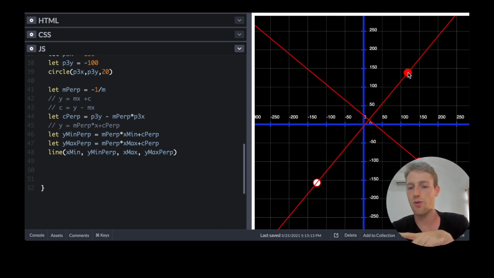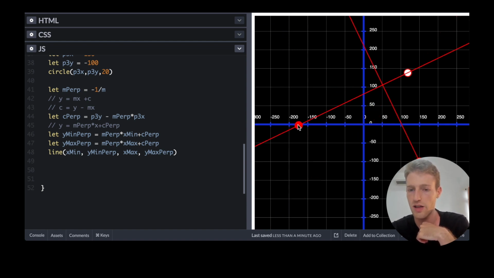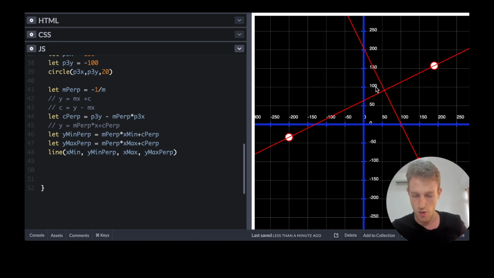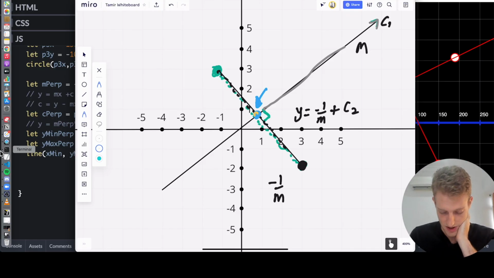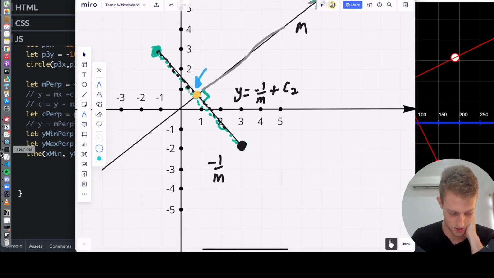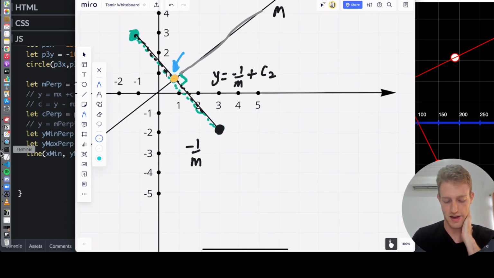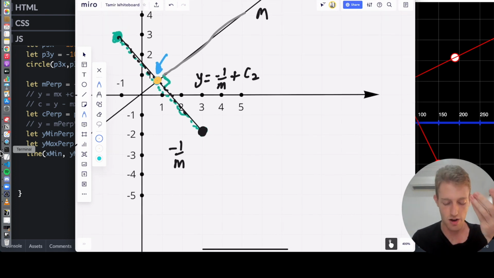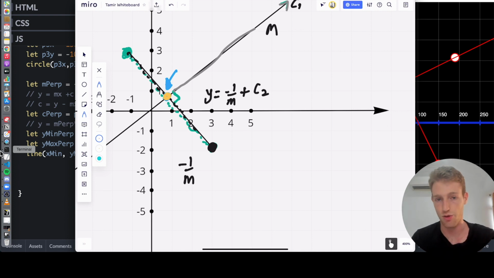Now the question is, let's find this point of intersection over here. What is the coordinate of the point where the perpendicular line intersects with this line? We're going to jump back into our whiteboard and see if we can come up with it. To find this point, we're going to need to do some good old-fashioned equations and algebra. We can find a generic form of how to find the coordinate of intersection for any two lines.